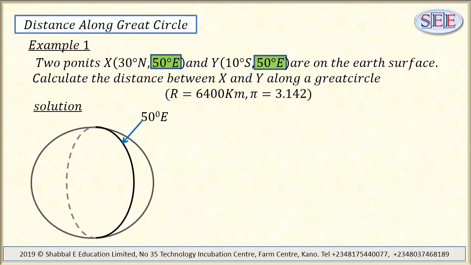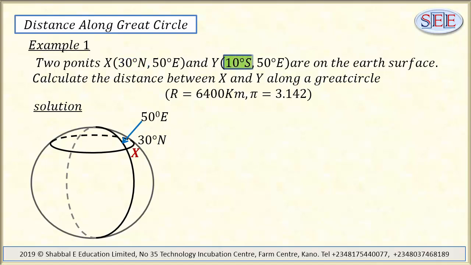So I now move to the point X. X is on latitude 30 degrees north. So let me draw my 30 degrees north. Look at latitude 30 degrees north. And that will be the position X, where the latitude and the longitude cross. That will be the point X.